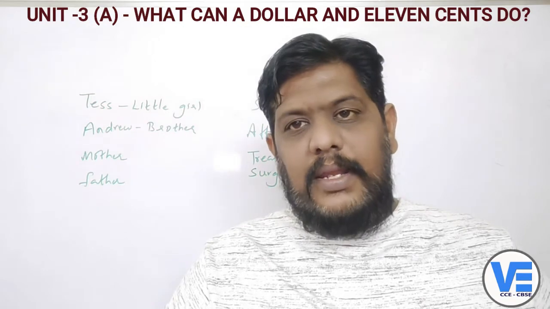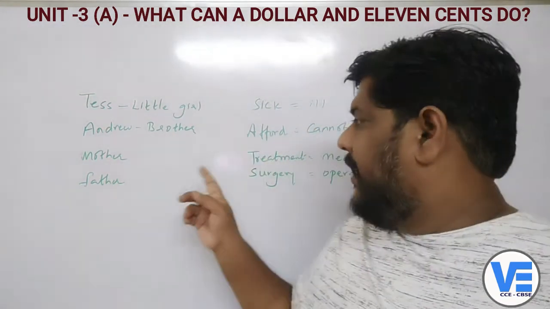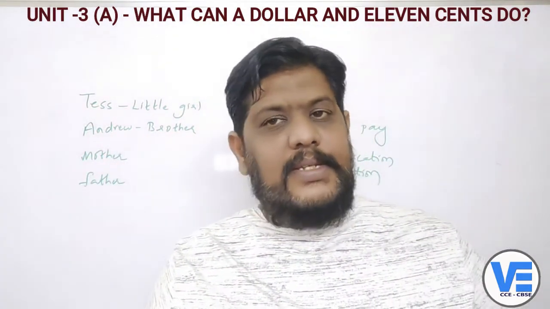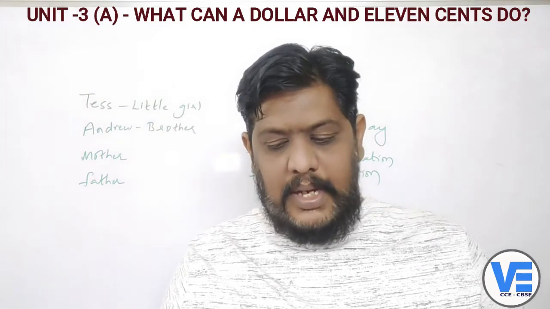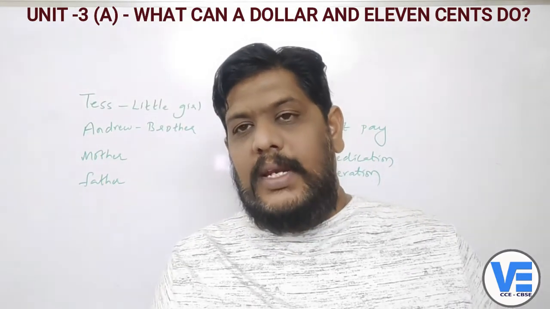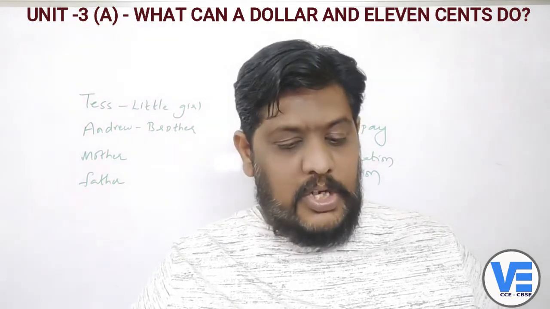What happened to the money? They paid all the doctor bills. For whom have they paid the doctor bills? They paid it for Andrew, who is the brother of Tess. So they don't have enough money, and now what he needs is a costly surgery, in the sense a very, very costly operation.